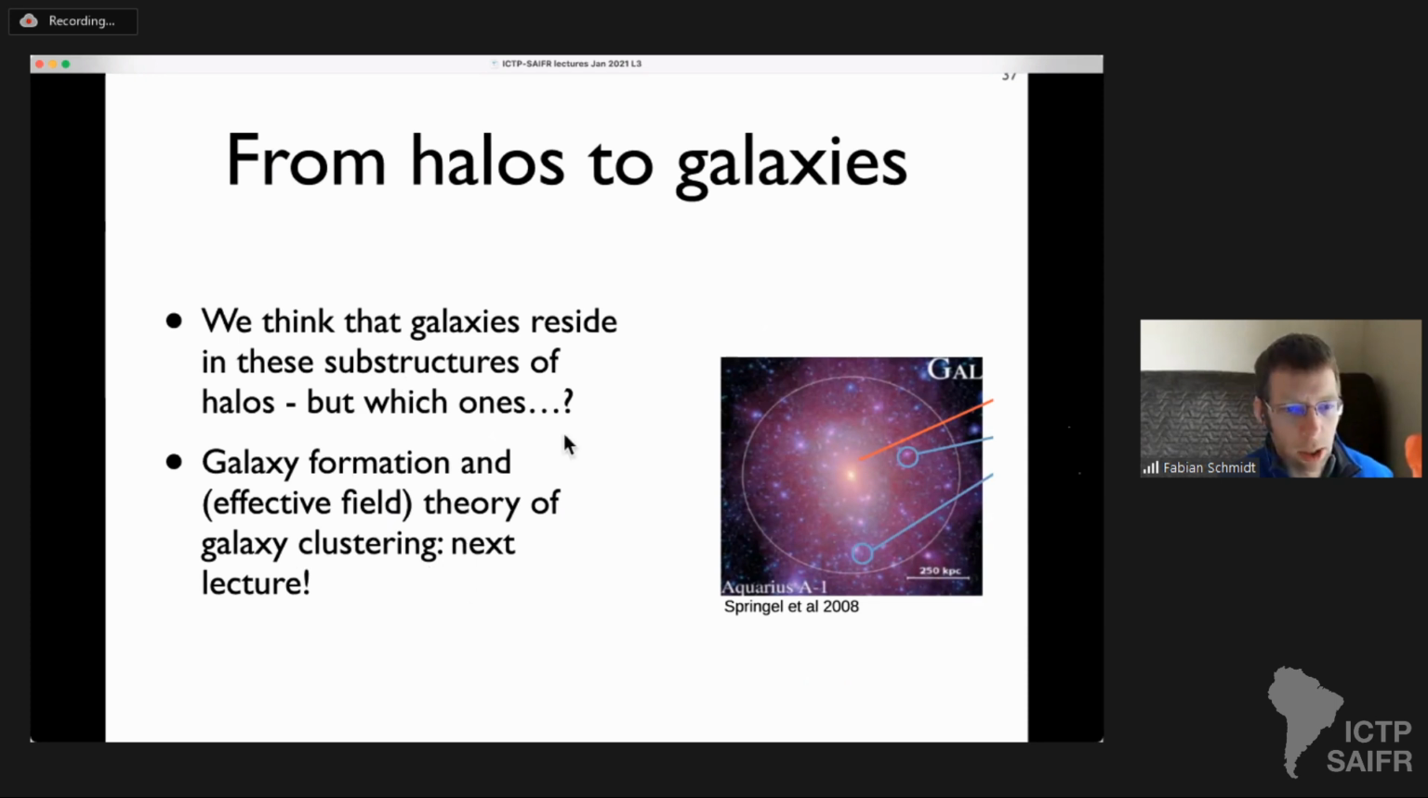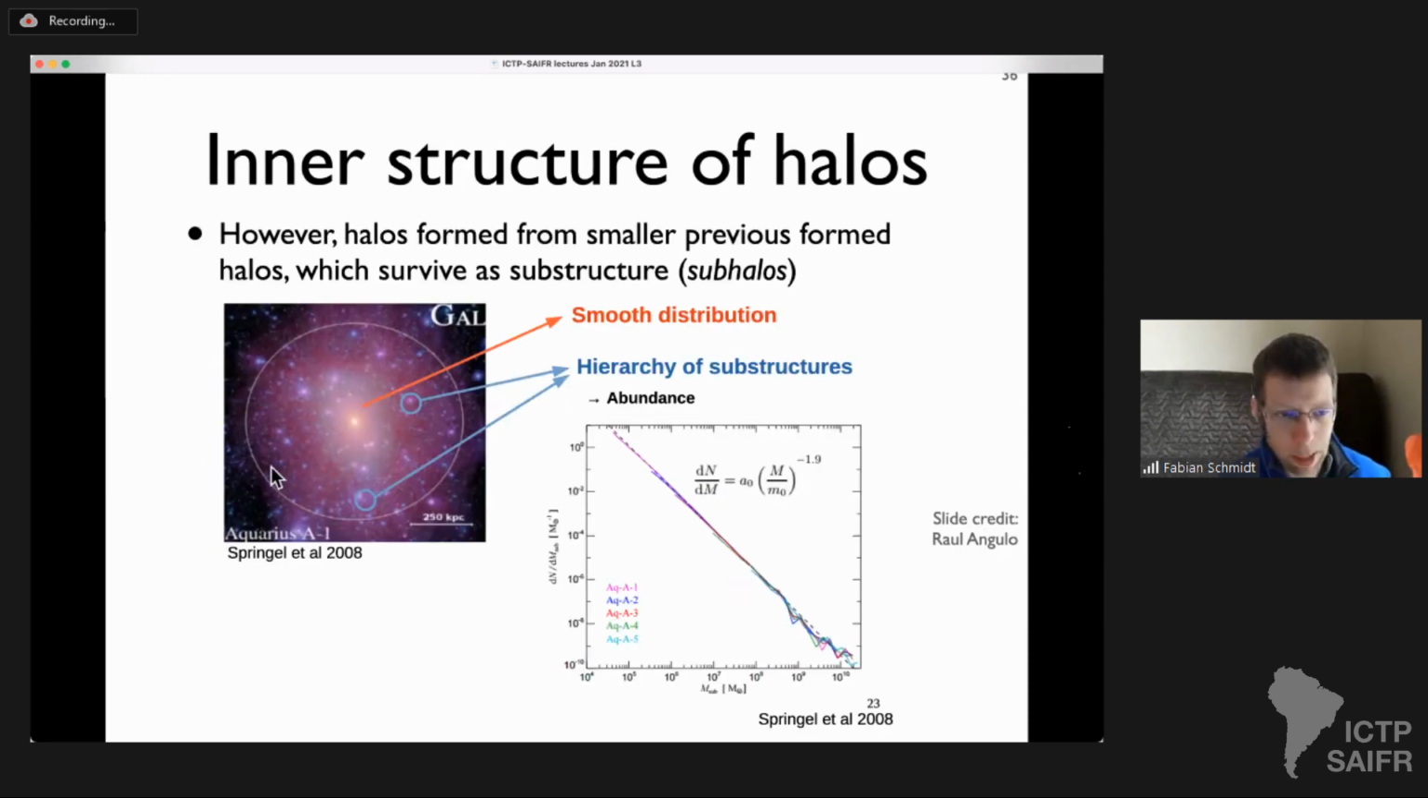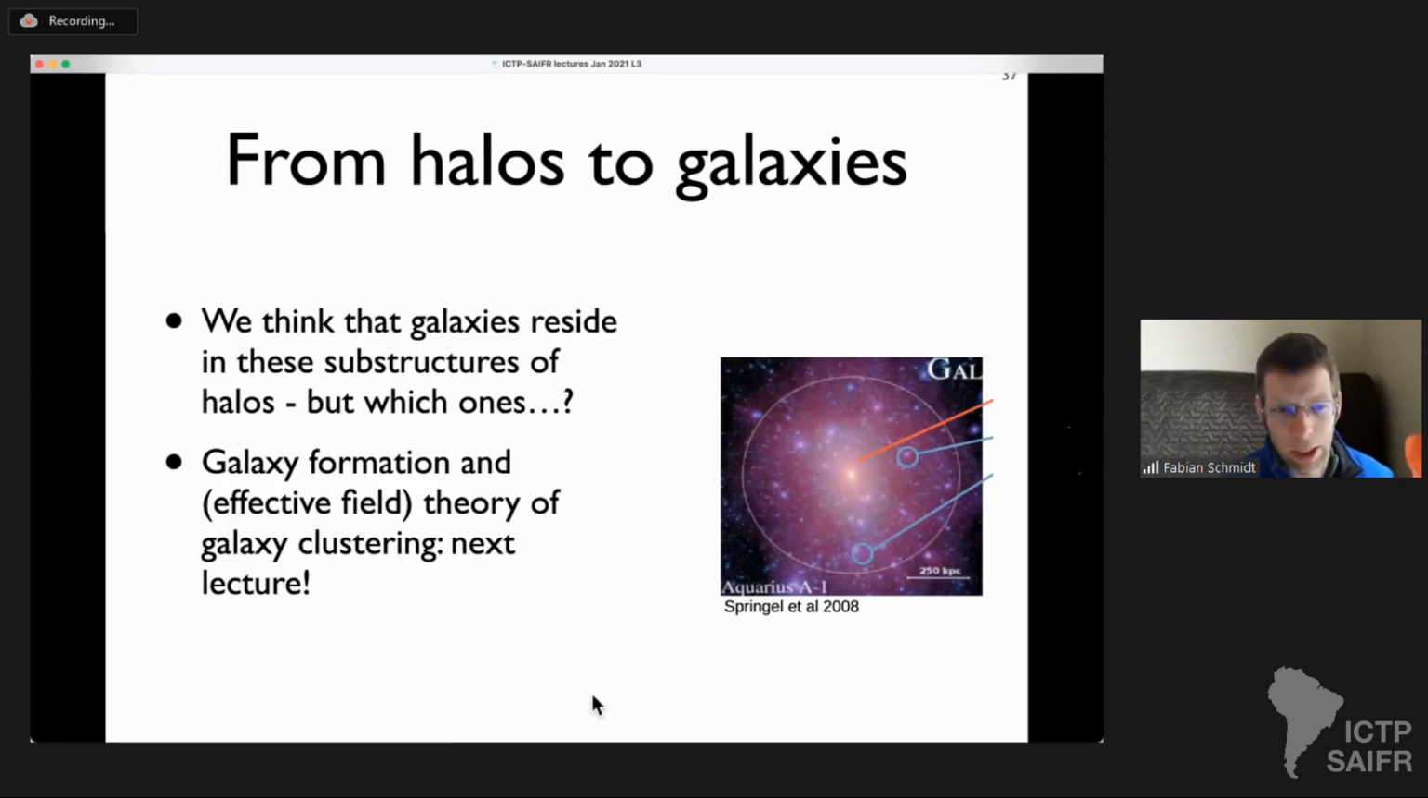Right, so of course that is all good and well, beautiful pictures, beautiful things to study, but in the end we really want to see what galaxies do, right? And that will be the topic of the fourth lecture.